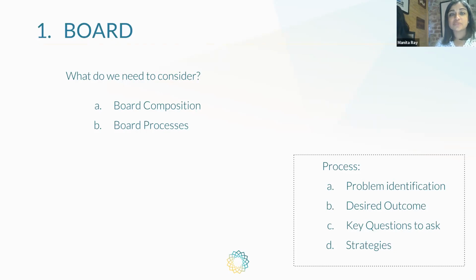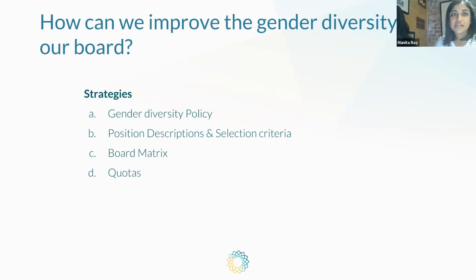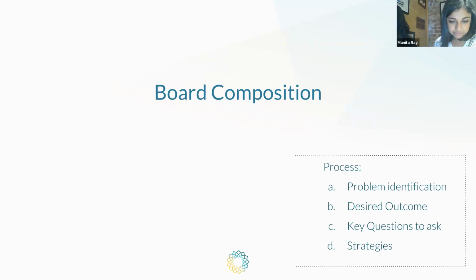So the two elements we're looking at are board composition and board processes. When we're looking at board composition, it's really important to consider the diversity of who is making the decisions in your organization, who is right at the top making these decisions. A diverse board or diverse group of decision makers is very important in the environment we are working in, social entrepreneurship, with things constantly changing, with policies constantly changing. Having a diverse board means you're actually able to make decisions within that changing environment.